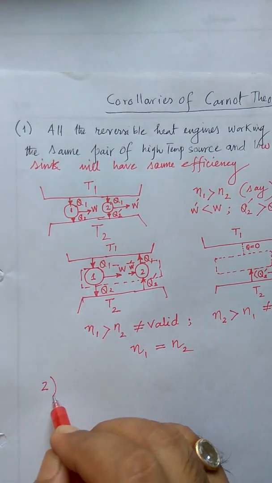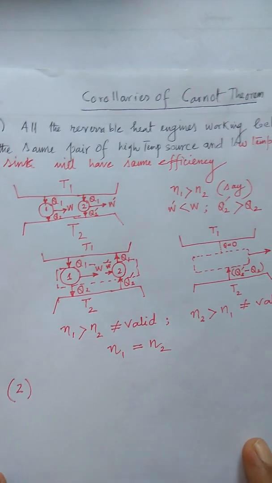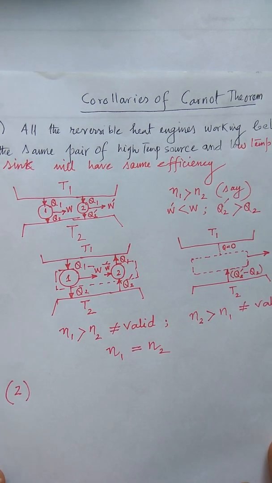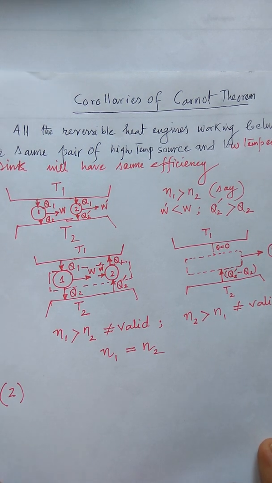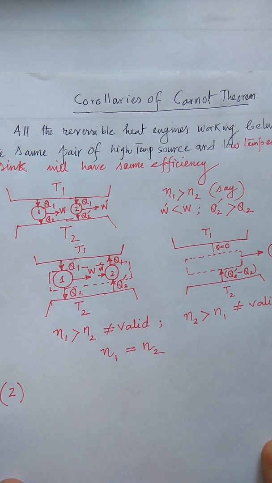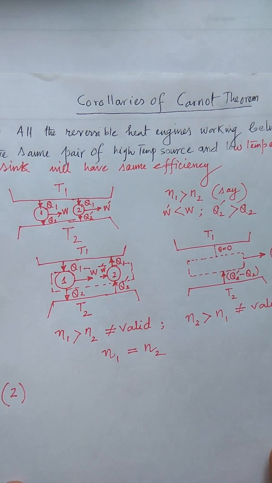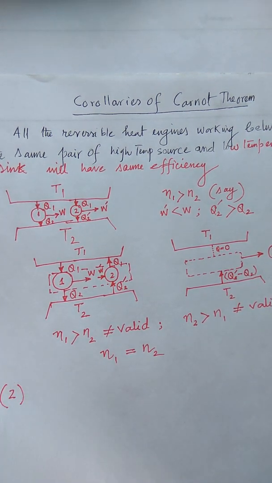And the other corollary of Carnot theorem says that the efficiency of a reversible heat engine depends only on the temperature of the high temperature source and low temperature sink, and doesn't depend on the working substance of the heat engine which is used for the cycle, and not also on the quantity. This has got a very important bearing in second law of thermodynamics. So with the help of this we will prove later the thermodynamic temperature scale. Thank you.